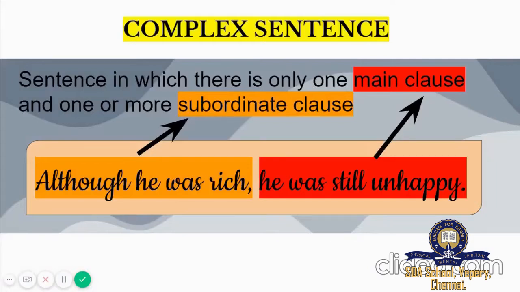Consider this example. Although he was rich, he was still unhappy. In this sentence, he was still unhappy is the main clause, and although he was rich is the subordinate clause. It is because although he was rich is an incomplete clause, it is a dependent clause on he was still unhappy, and it cannot form a complete sentence or convey complete meaning. So it is dependent on the main clause he was still unhappy.